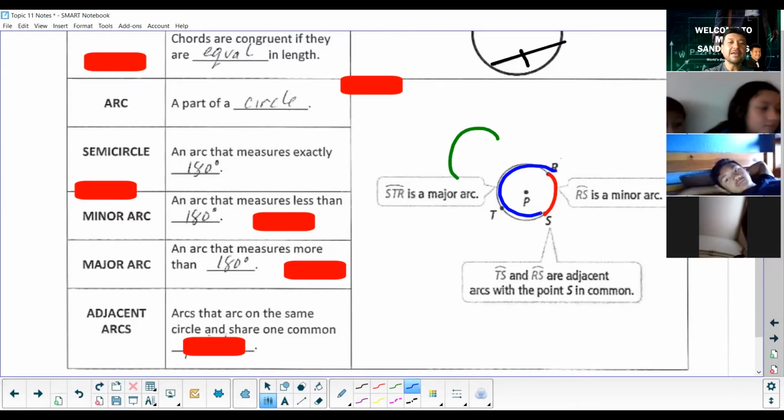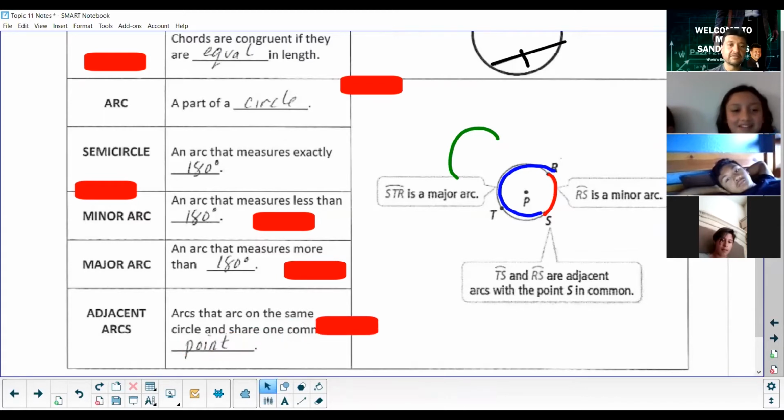All right. Now let's go ahead and Celeste, read the next one. The adjacent arcs. Arcs that are on the same circle and share one common point. Here, let me show you.